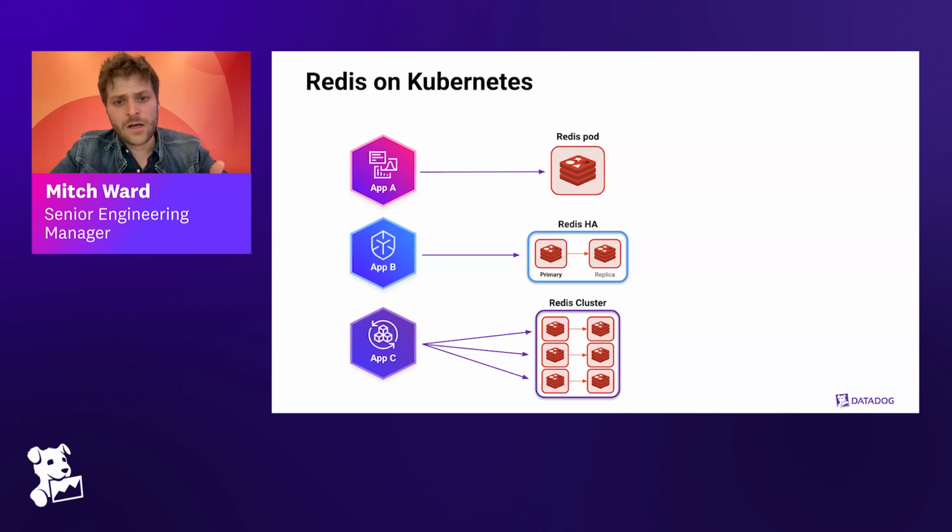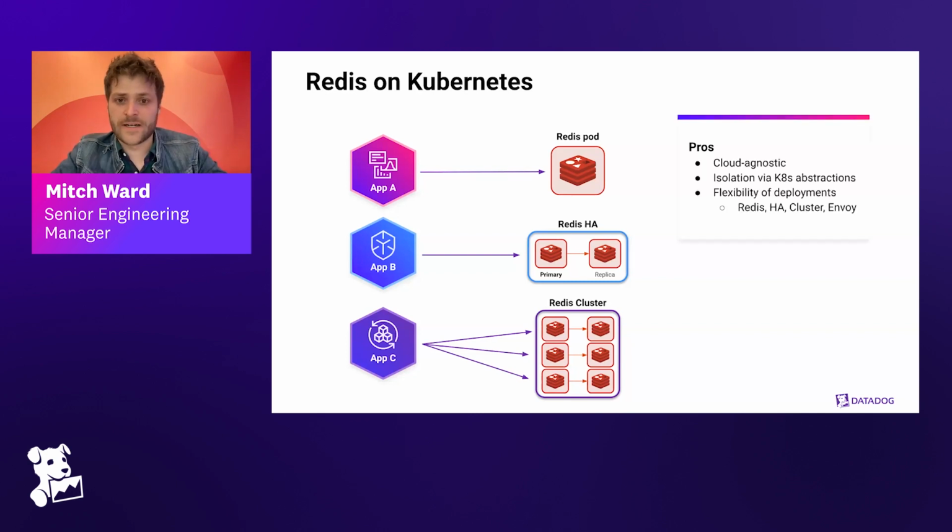So some of the pros when we're looking at Redis on Kubernetes: number one for us, it was just cloud agnostic. Datadog's Kubernetes compute layer is the same everywhere, and so this was a big simplification for us as Datadog was running on many clouds. Also, through the Kubernetes abstractions, we got that isolation, right? Every team was running and managing their own cache, so the failure modes were looking much more favorable. And the flexibility, right? We've got Redis, Redis HA, Redis cluster. There's also a configuration using Envoy, which I'll touch on soon.